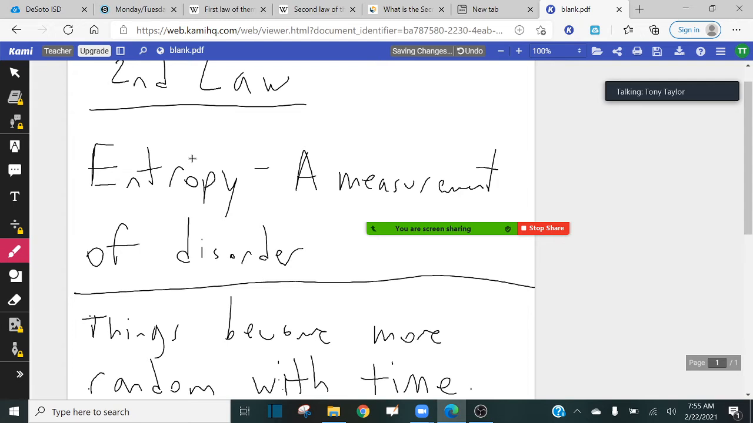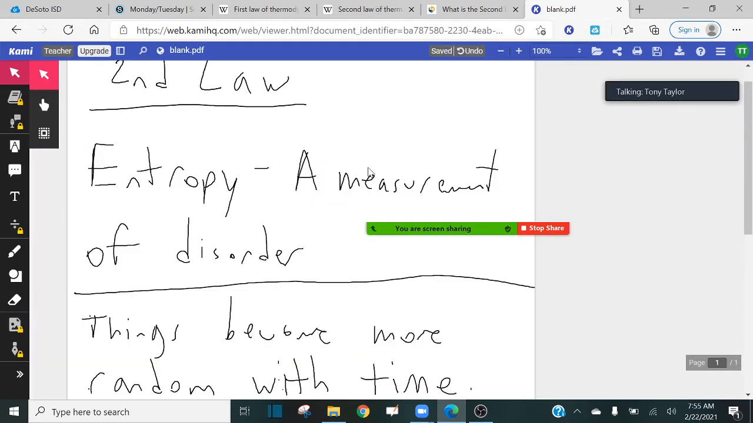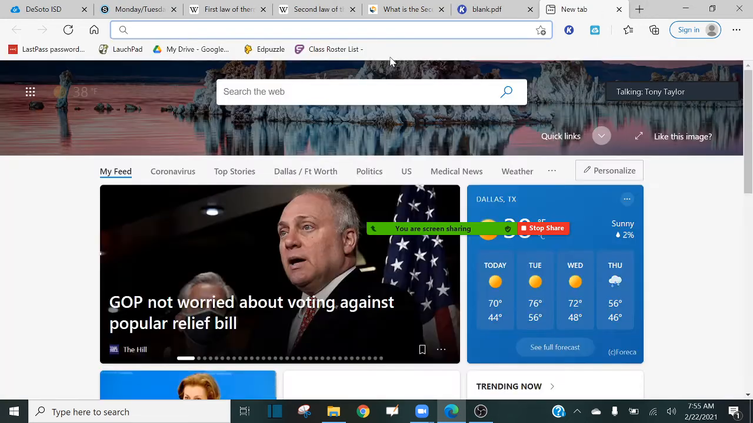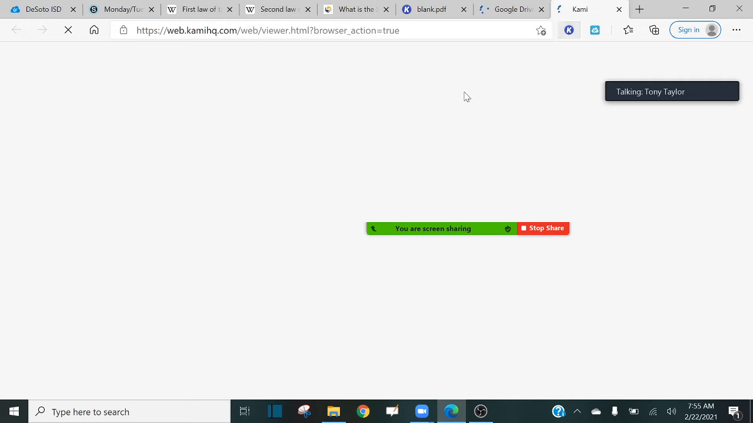In other words, entropy increases with time, right? Because if entropy is a measurement of disorder, and disorder increases over time, that means the second law of thermodynamics states that entropy is something that increases with time. Okay, so what is it that I mean by this, that systems become more disordered with time? Well, let me give you guys an example of what I mean visually.